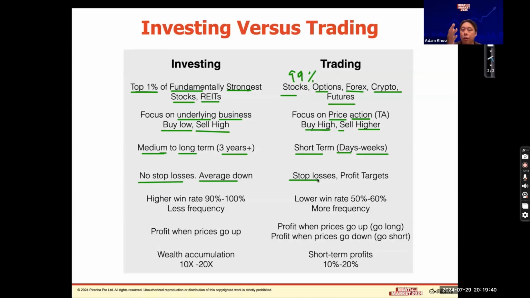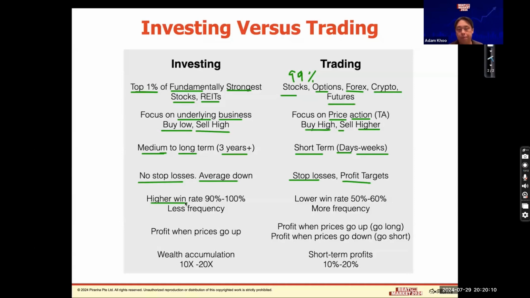Why? Because when you trade stocks, these stocks may drop and never come back because they may not be the top 1% of the best companies. They may be way overpriced. They may not be making money. You get the point, right? And at the same time, you cut loss fast. And if it goes in your direction, you must also take profits fast. See the difference? Yeah. In investing, your win rates are very, very high.